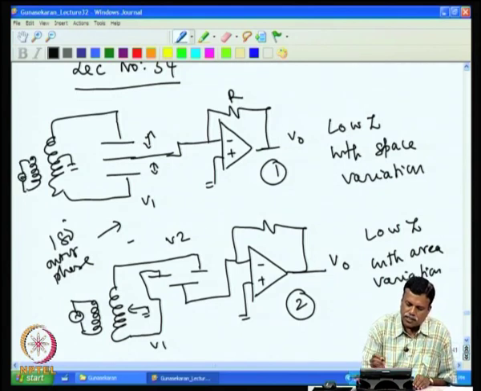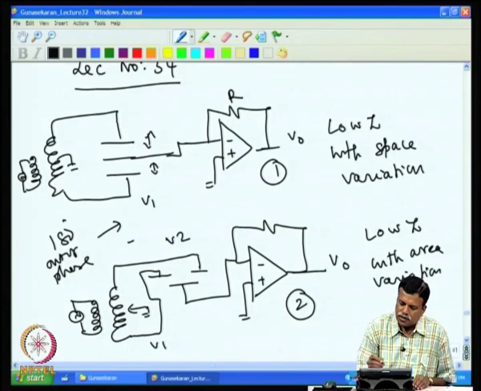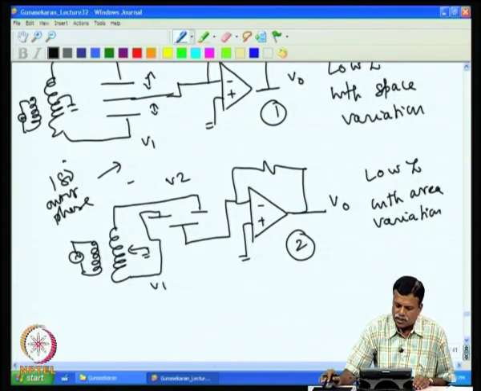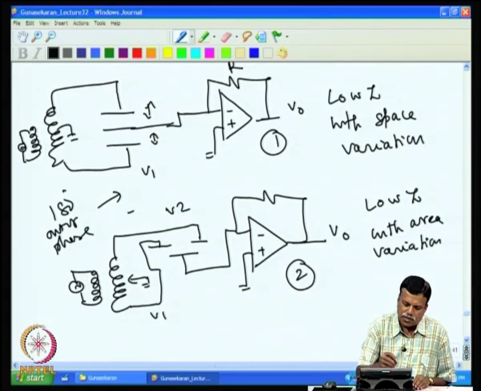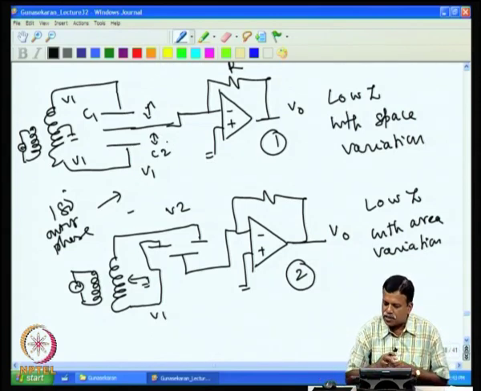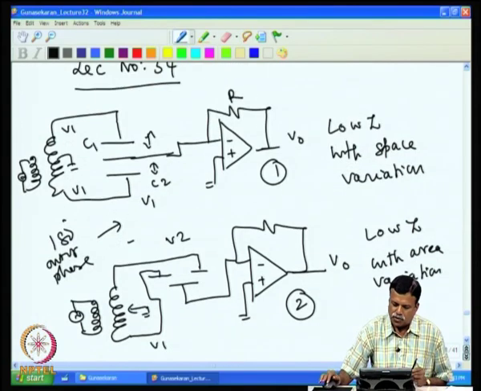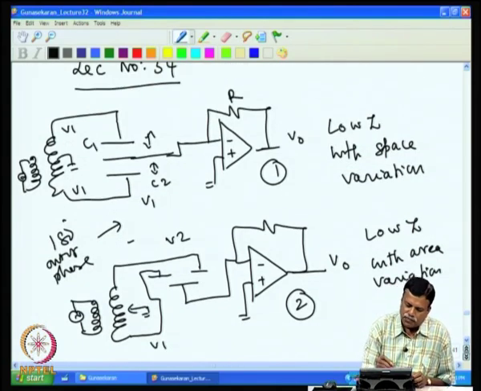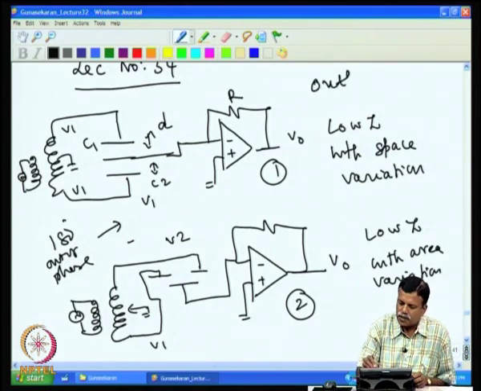So, this is AC that is coming here. Now, in this case the output voltage is given by, suppose we take this one C1 and this is V1 and this also V1 and this is C2. We had shown in the previous class what the output voltage is. It was shown that the output is not linear with the displacement D. If D is the displacement, the output voltage is not linear with D.